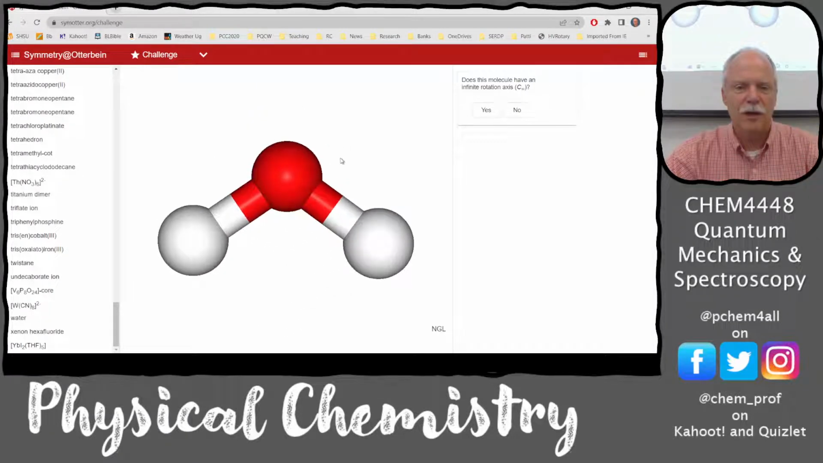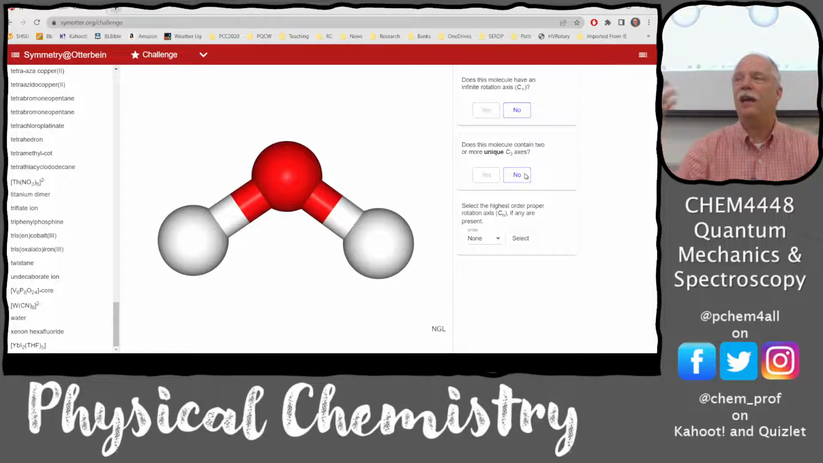All right, so here's water. Does it contain an infinite rotation axis? No. Two or more unique C3s? No, it doesn't have any threefold symmetry. You've got to have at least 3 of the same kind of atom to have threefold symmetry. You can write that down. If it doesn't have something 3, like H3 or whatever, then it can't have threefold symmetry.